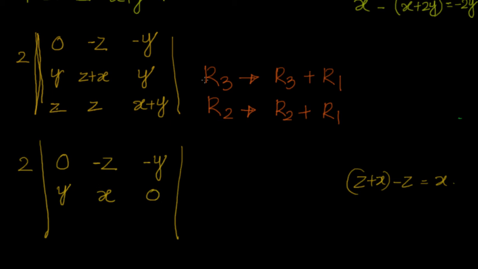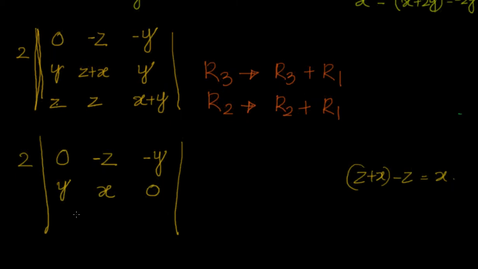Then we go to R3. We are saying R3 we will make it as R3 plus R1. Why are we doing that? Because when I add, I will get 0. Similarly, when I add R2 to R1 I will get 0. The idea is to get more zeros so that we can solve it easily. Now when I say R3 plus R1, I will have z here. Then I will have 0 because z minus z is 0. Next, x plus y minus y, that's nothing but equal to x. Right. Now we are pretty much ready.